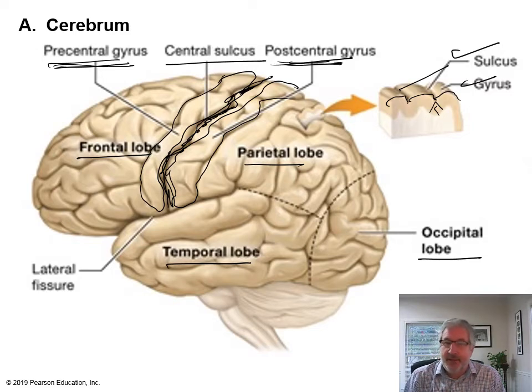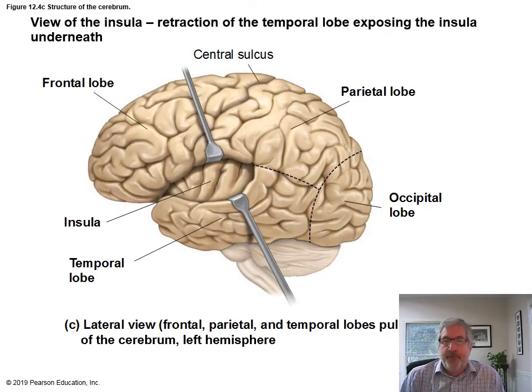So, all right, next slide. So in the previous slide, I forgot to point out there was a feature called the lateral fissure, and that would be right along here. So these two metal-looking retractors have been drawn in, and they're pulling apart the lateral fissure, exposing another set of gyri and sulci underneath, and that is called the insula. And so here's the insula.